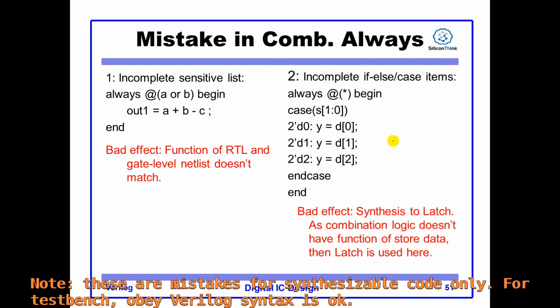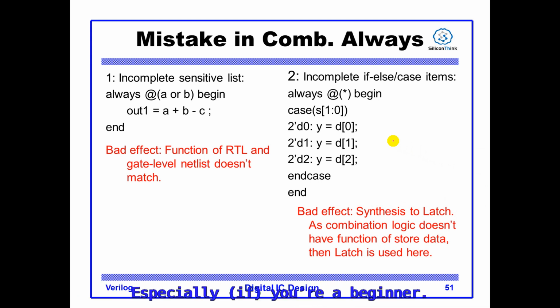Hello everyone. In this section, I will describe some mistakes you may make when describing combinational logic circuits, especially if you are a beginner. The first mistake is an incomplete sensitivity list. Let's see the code below.